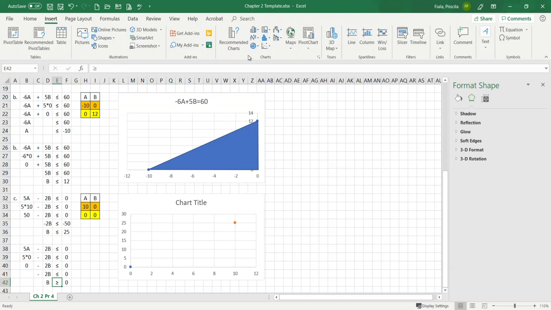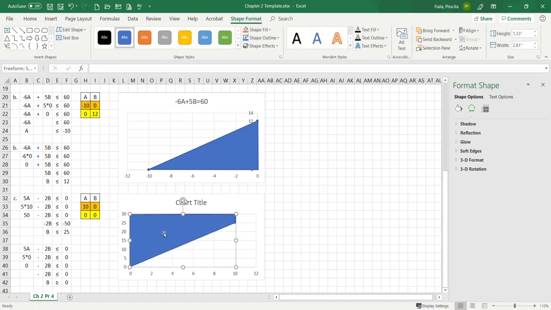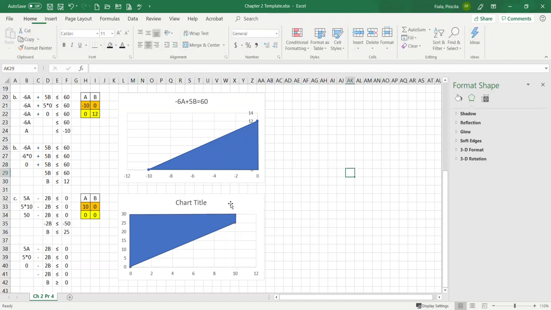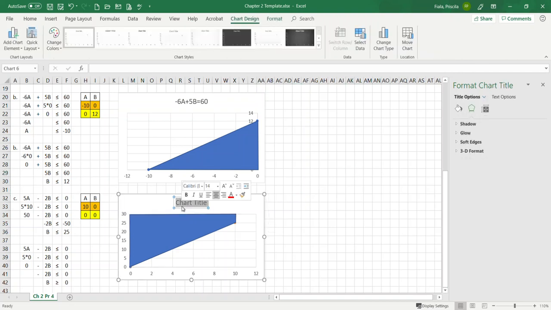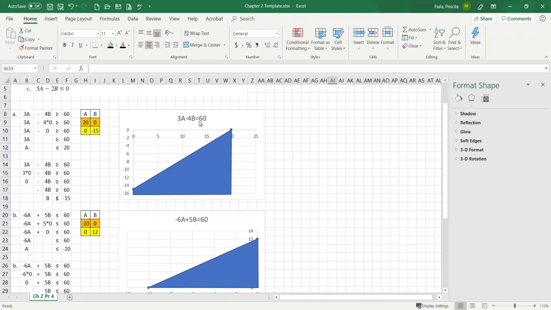So we're going to do Insert, Shapes, Freeform. Click there, let it go, click over here. So anything in this area and above would be my feasible region. Okay, and then if you want, put the title 5a minus 2b equals 0. And it would be done with problem 4. So these are details that you have to pay attention to, because they will switch everything.